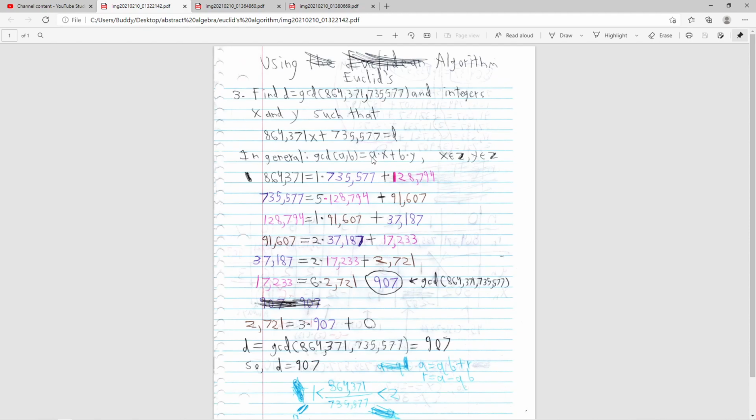So in general, the GCD of A and B equals A times X plus B times Y, which is what this formula is. There should be a Y right there; that's just a mistake. It should be X plus 735,577 times Y equals D. So, yeah, a linear combination and all that.